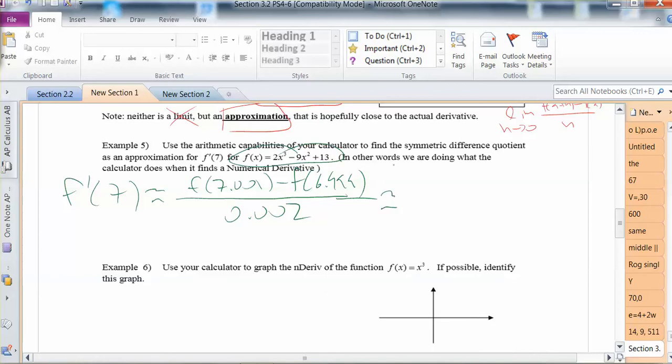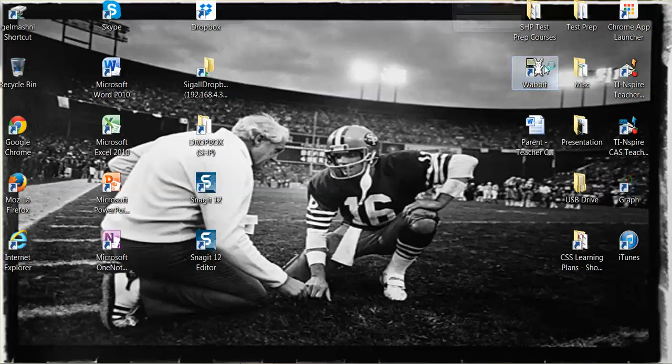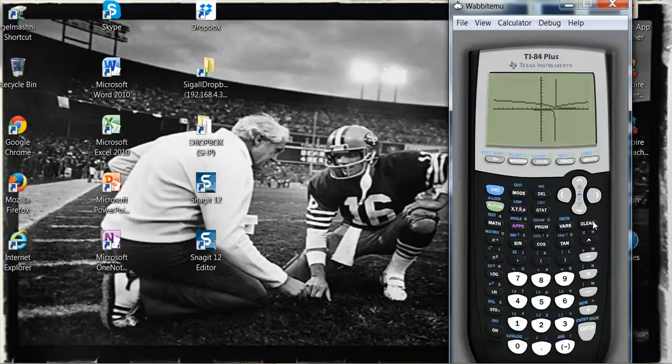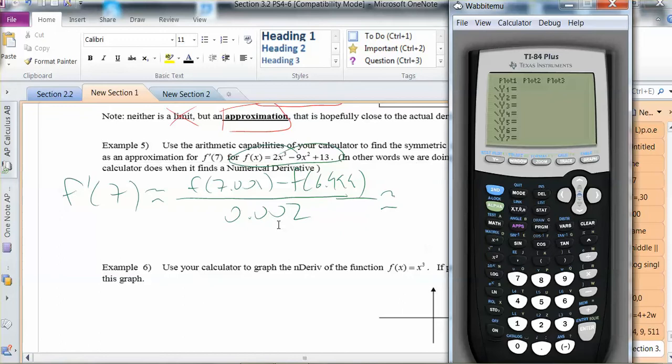But just to save a bit of time, I'm going to actually pull up this calculator app called Wabbit. And fortunately I have it working now, which is good. I'm going to go to y equals. I'm going to clear these functions. And I'm going to punch in 2x cubed minus 9x squared plus 13. I'm going to quit. Go alpha, trace, select y1. So we choose like function notation.